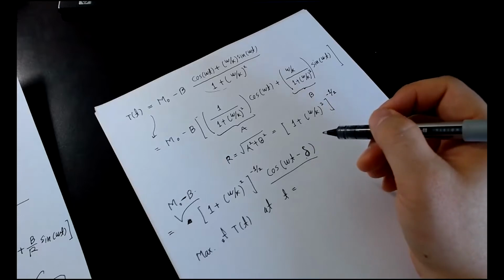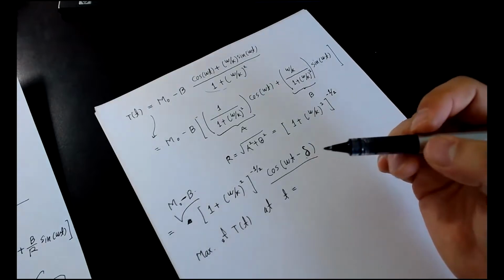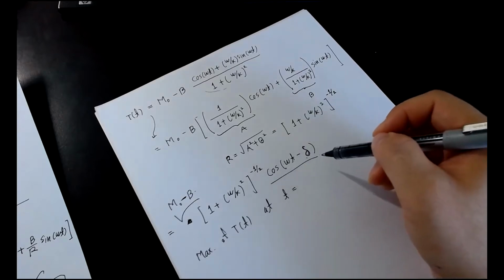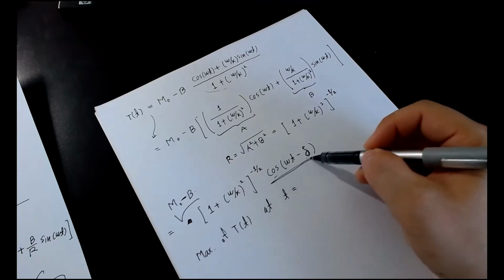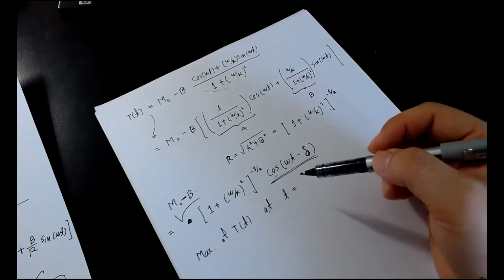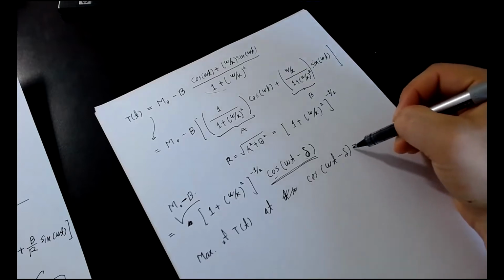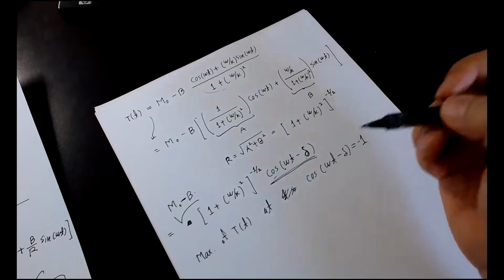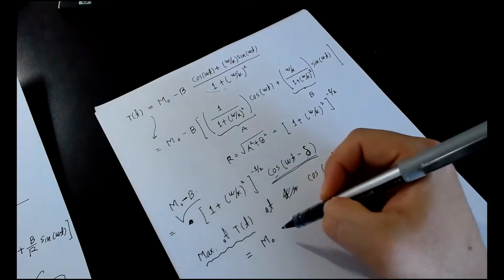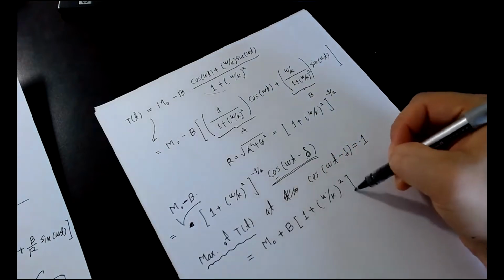So as of now we cannot figure out the specific value of time t so that cosine wt minus delta equals negative 1, but definitely we know that cosine wt minus delta should be negative 1 to get the maximum temperature. Then the maximum temperature T must be M0 plus B times 1 plus w over k squared to the negative 1/2.